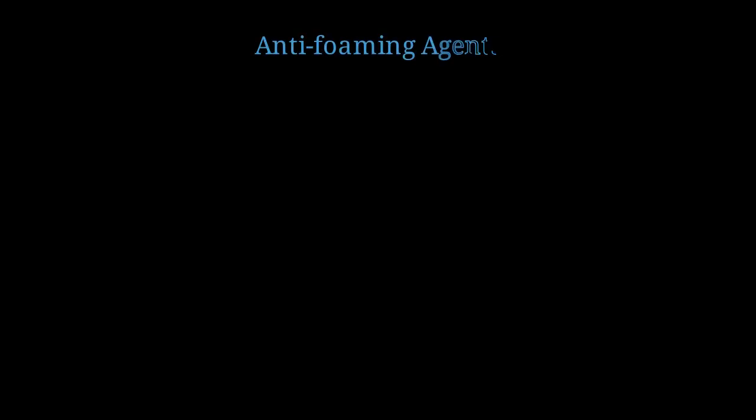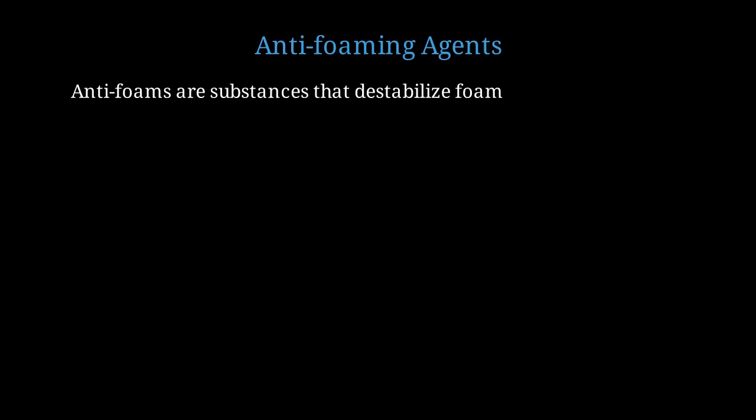Sometimes we want to prevent or destroy foam. That's where anti-foaming agents come in. Anti-foaming agents, also called defoamers, are substances that destabilize foam by disrupting the surfactant film. Common antifoams include silicone oils, mineral oils, and alcohols. They work by spreading rapidly over the film surface, displacing the stabilizing surfactants and causing film rupture.